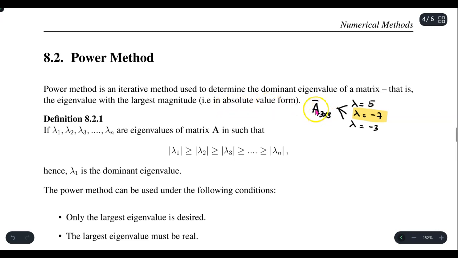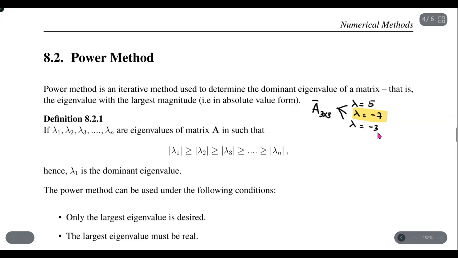All right. So, for example, if we have a matrix A of 3 by 3 dimension here, and suppose these three eigenvalues are given by 5, -7, and -3. In this case, the dominant eigenvalue, or the eigenvalue with the largest magnitude, is the second one here. Lambda equals -7 is the dominant eigenvalue. All right. Because in order for you to determine the dominant eigenvalue, you are basically looking in terms of absolute value. So 5, 7, and 3.